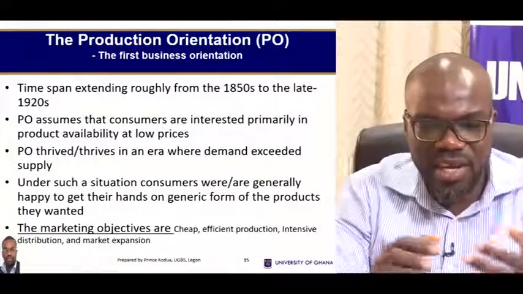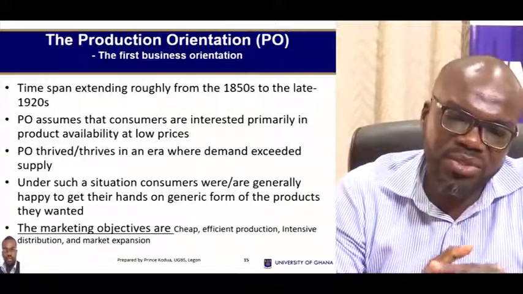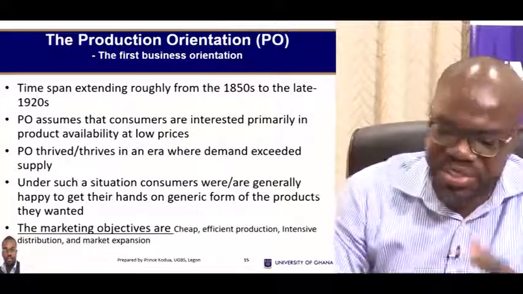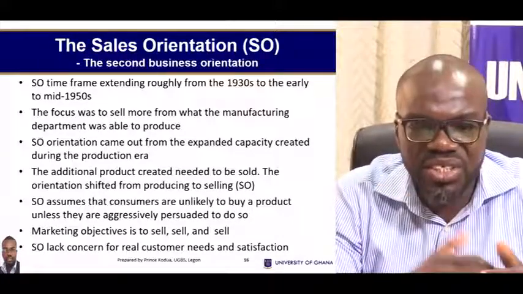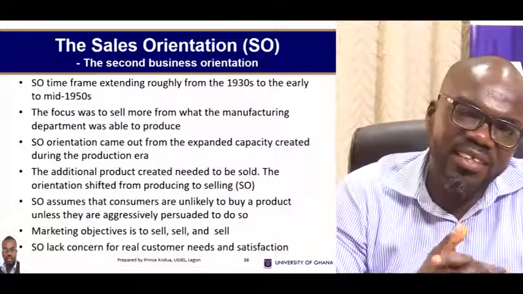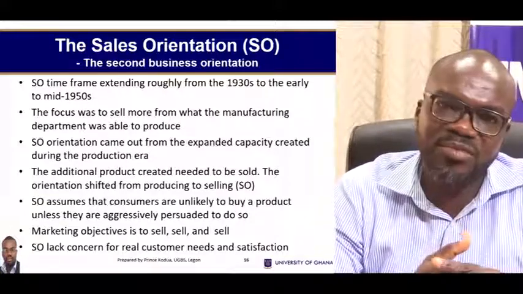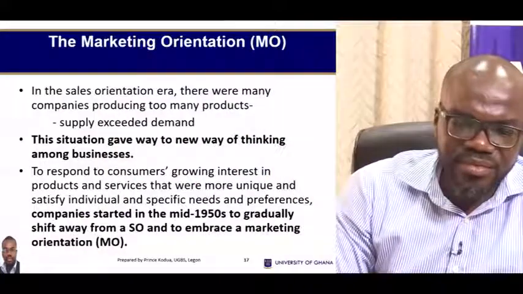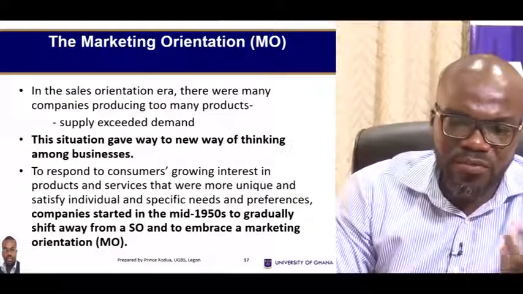So when you look at this slide, it gives you a snapshot of what we mean by production orientation, which is the first business orientation. We can talk of the sales orientation. That one too, when you look at it, will give you an idea of what the situation was and what businesses were doing. And the marketing orientation or customer focus orientation.